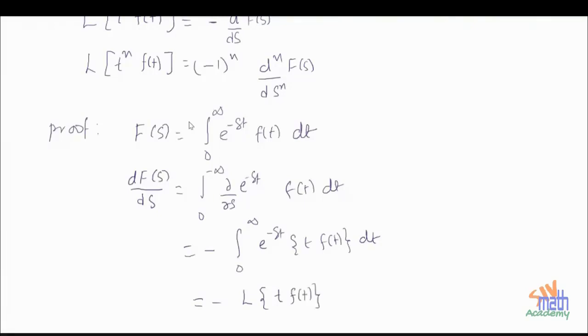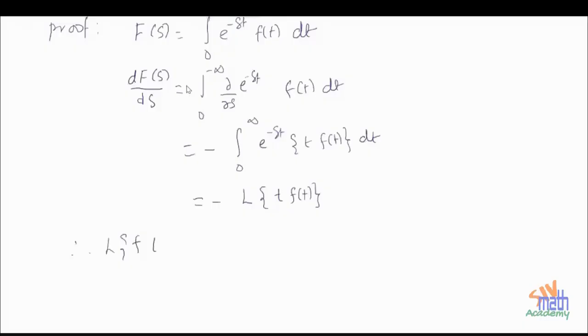Therefore, L of t into f of t can be written as, that minus is going that side, and it is d by ds of f of s, or you can write minus f dash of s.